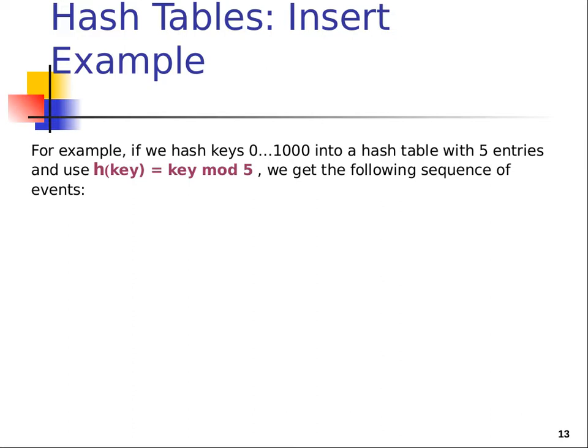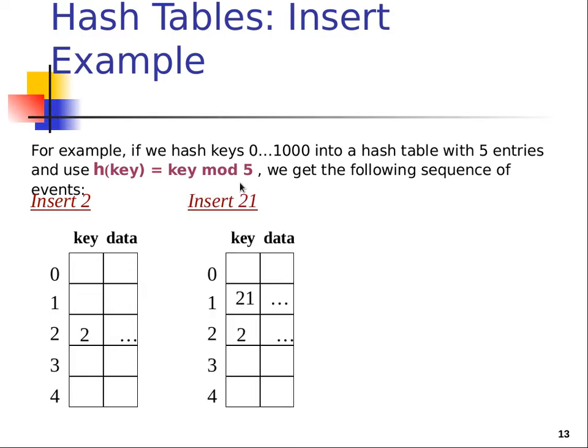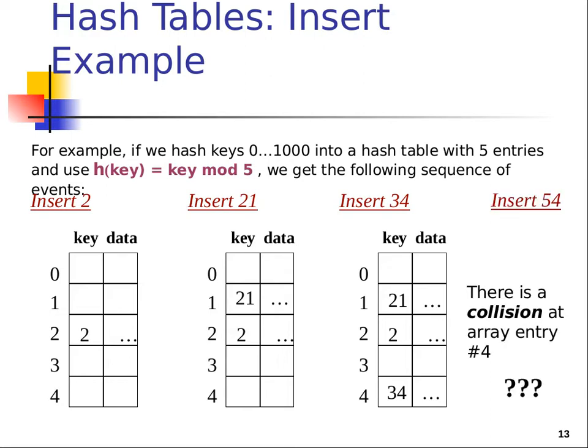So first off, what's the problem? What causes a collision? Right, keys map to the same thing. So if we were doing our hash function with key mod 5, you insert 2, let's just pretend the length is 5. All right, 2 goes to 2, we're good. 21 goes to 1, because 21 mod 5 is 1, still good. 34 goes to 4, because 34 mod 5 is 4, we're still good. But then if we try to insert 54, we have an issue, because 54 mod 5 is 4, and we already have a 34 there.